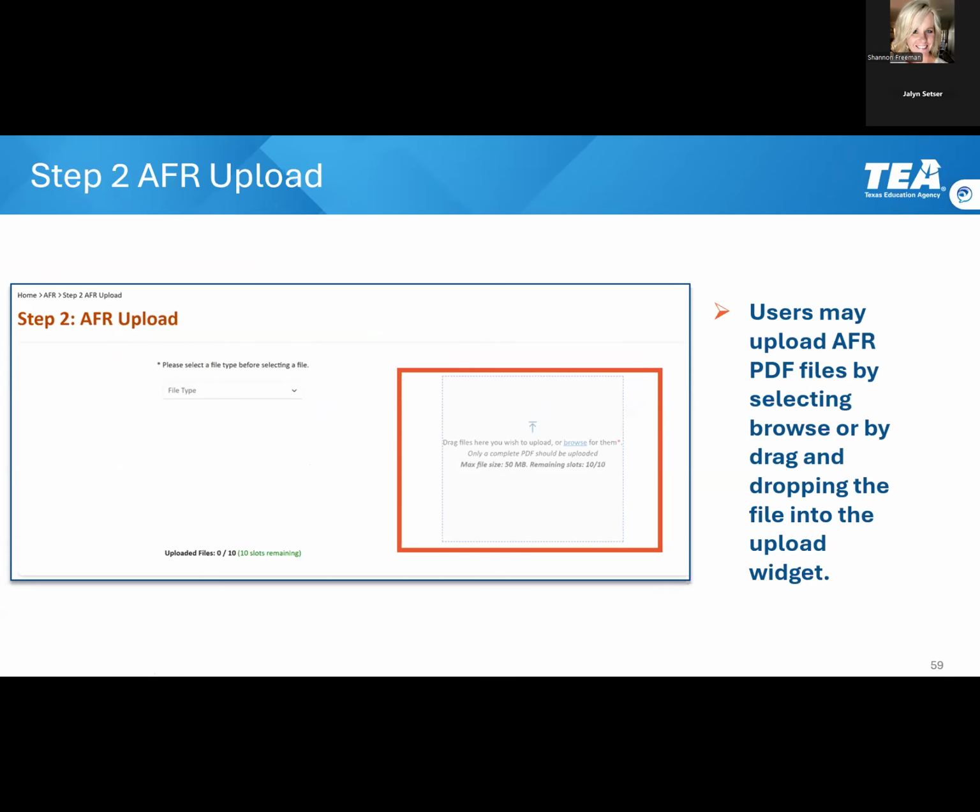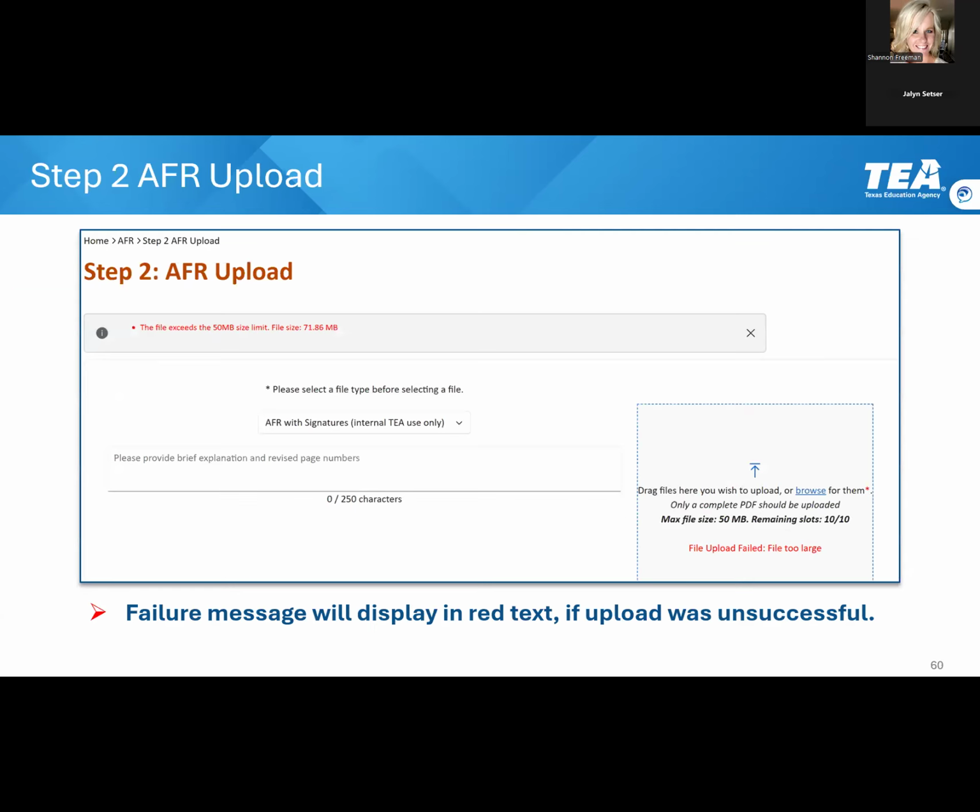So we have the upload widget on the center of your screen. Again, you can drag those files over or select browse to navigate to that file location to select the file. We do have a loading bar, so you can see in real time that file being uploaded. If it's not successful, you will see an error message appear at the top of your screen in red text. So an example here is the file exceeding the file size. And this failure message will also be emailed to the email address for that TEAL user ID.